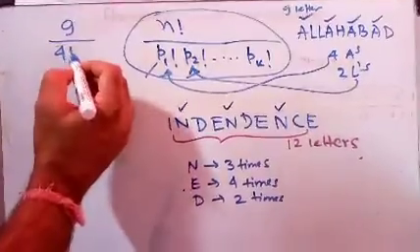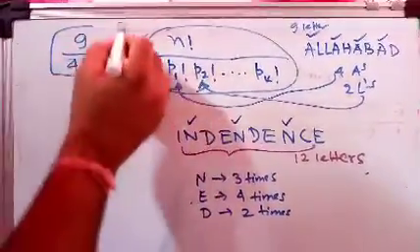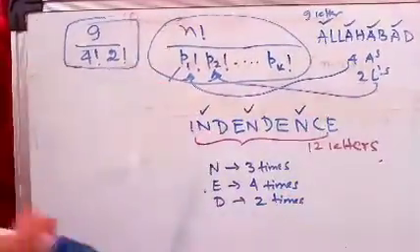4 A's are repeated, so we have to divide by 4 factorial, and 2 L's are repeated, so we divide by 2 factorial. So this was our answer, right? Today we will solve another question, which is the word "independence".